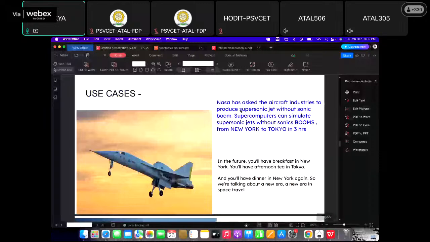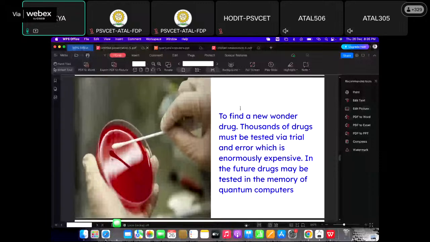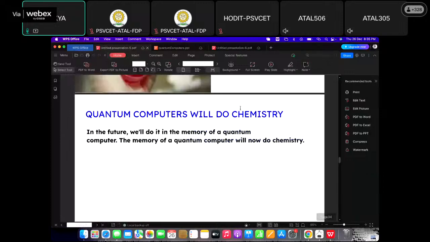Nowadays, how can you make a wonder drug? To find a new wonder drug, thousands of drugs must be tested via trial and error, which is enormously expensive. In the future, drugs may be tested in the memory of quantum computers. So if you want to build some extraordinary drugs, you need to put them in the memory of quantum computers. So in the future, quantum computers will do chemistry also.